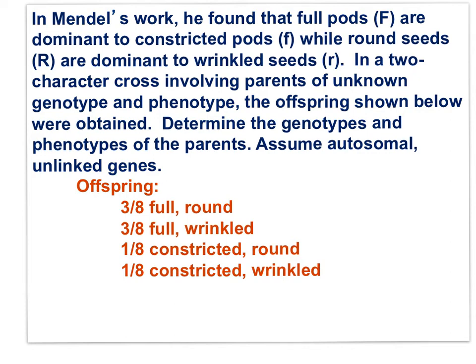So with respect to pod shape, we can assume that this cross is heterozygous crossed with heterozygous. With respect to seed shape, we have 4 round and 4 wrinkled, and that would tell us that we have a heterozygous crossed with a homozygous recessive. And there are the genotypes of the 2 parents.